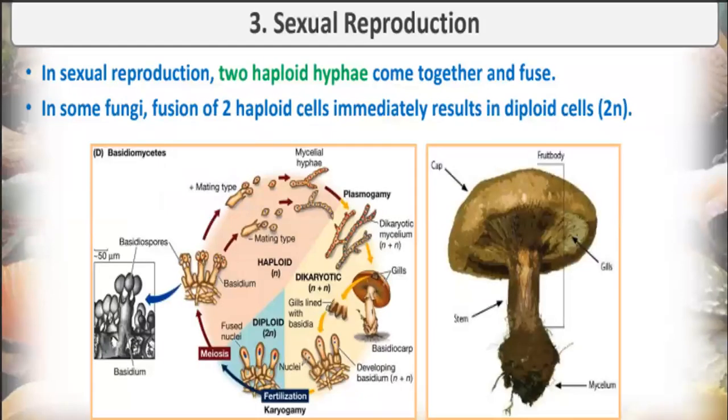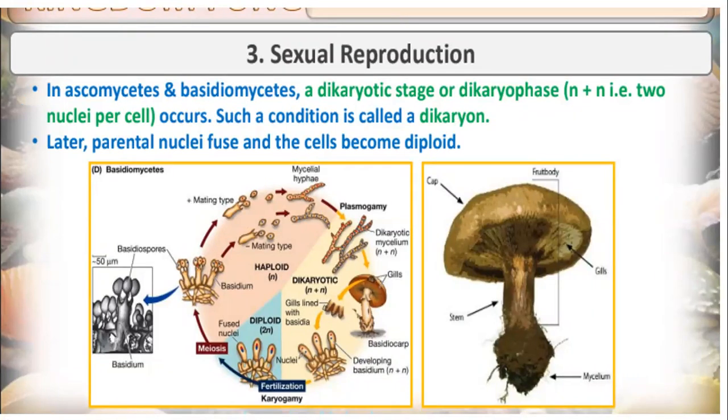Okay. Next is this. In sexual reproduction, two haploid hyphae come together. See here, two mycelial hyphae come together, and there will be two nuclei. In some fungi, fusion of two hyphae immediately results in fusion of nuclei. In some fungi, two haploids will directly become diploid, but in some fungi, the nuclei stay separate and it is called the dikaryotic state. So in ascomycetes and basidiomycetes, there is a dikaryotic phase, n plus n.